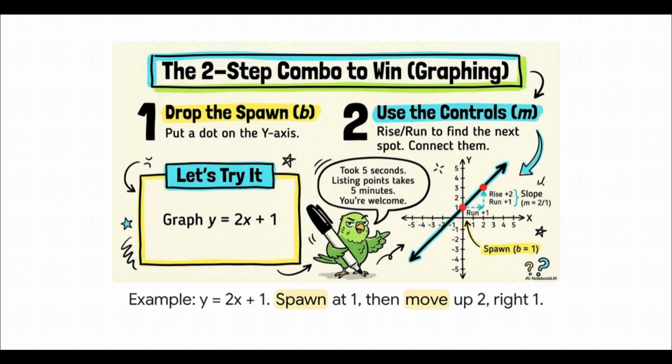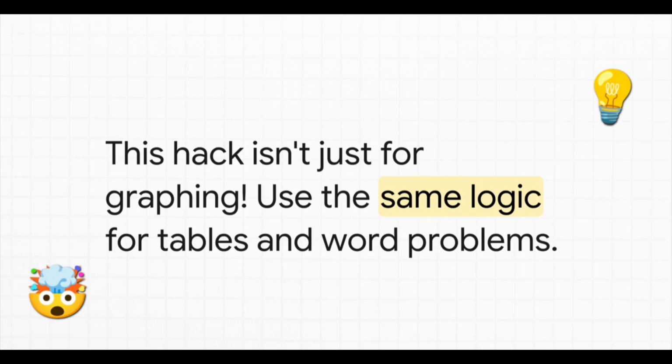Let's run through one real quick. y equals 2x plus 1. Okay, so our spawn point, b, is that 1. We drop a dot right there on the y-axis. Now our controls, m, are 2, which is just 2 over 1. So from our spawn point, we rise up 2 and run over 1. Boom, put a new dot. Draw the line through them, and you're done. Seriously, game over.